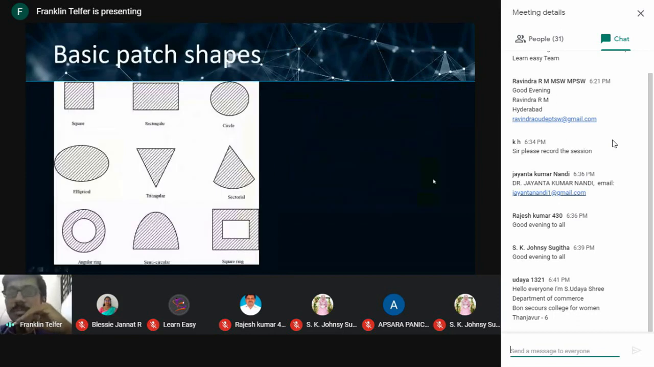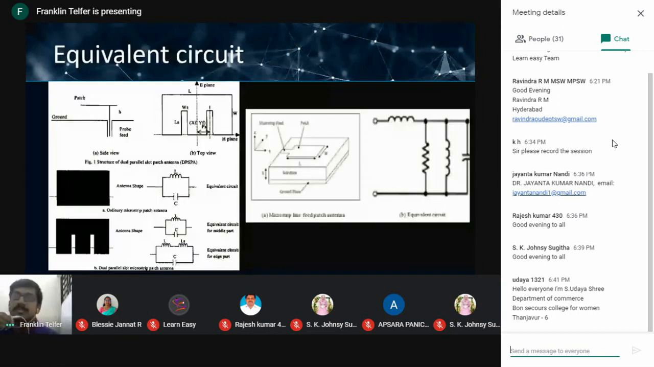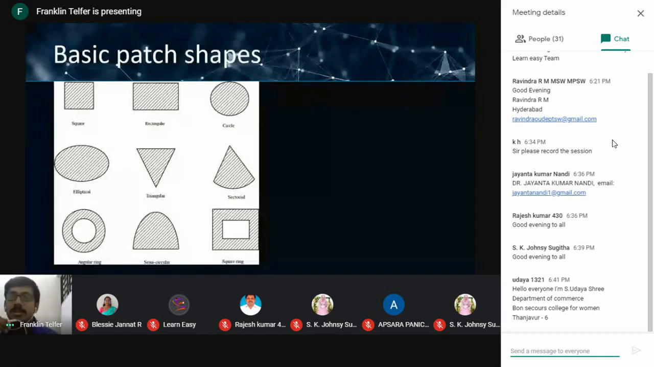I'd like to give some shapes of a patch antenna and look further. What is a patch? What kind of shapes can we have? These are the shapes given here. These have already been simulated, and the results are available. So this is existing, and you can use these shapes to design for the frequency which you have derived from your application.